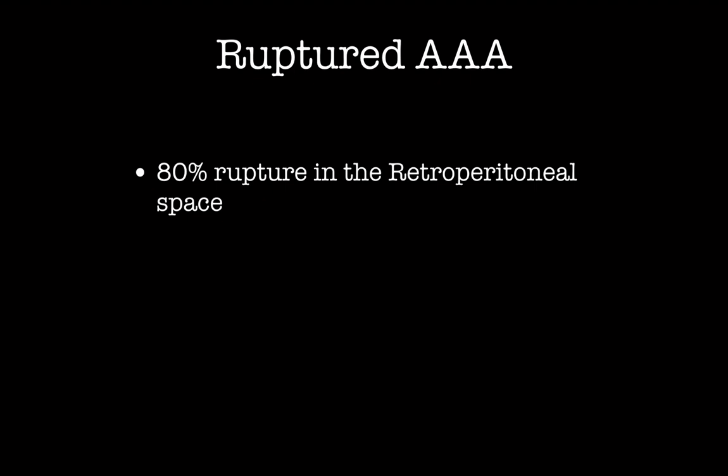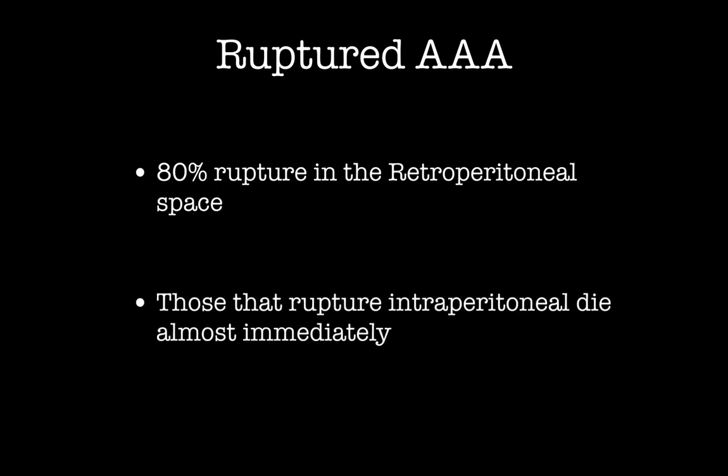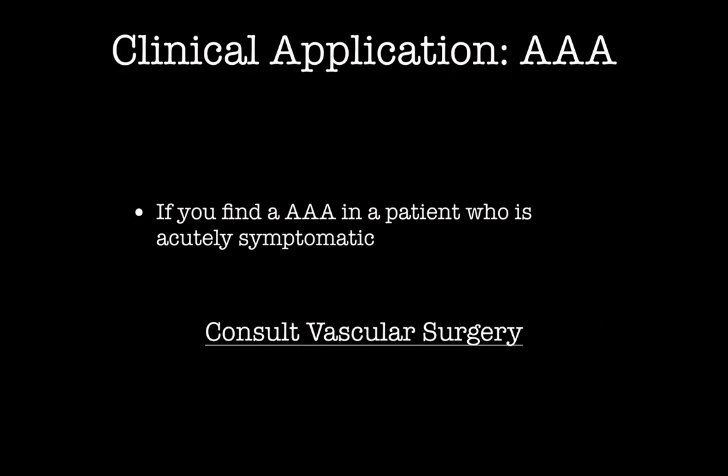If it ruptures retroperitoneal, which is where the aorta is located, then you have that thick peritoneum that can help hold or tamponade the blood in the artery, which then keeps your cardiac output up and your perfusion up and allows you time to get to the hospital. So most of the ruptures that make it to the hospital are retroperitoneal in nature. Those that rupture intraperitoneally, again, they die almost immediately.